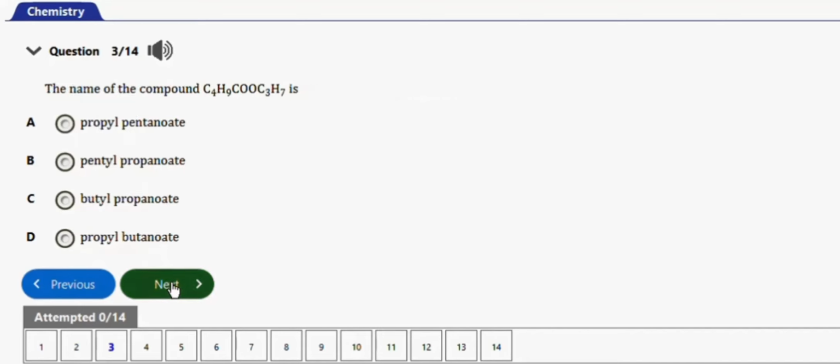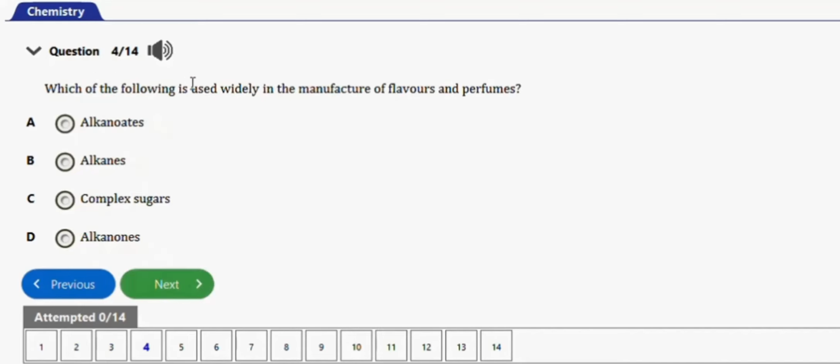So the next question with this one: which of the following is used widely in the manufacture of flavors and perfumes? So it will be an ester basically, or alkanoate. Either you call it alkanoate or ester. So the right answer is option A.